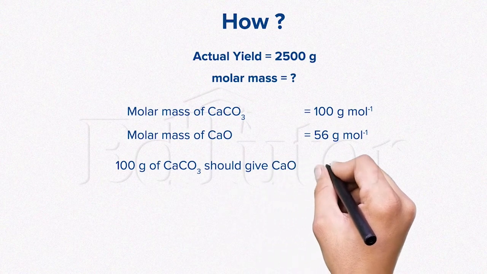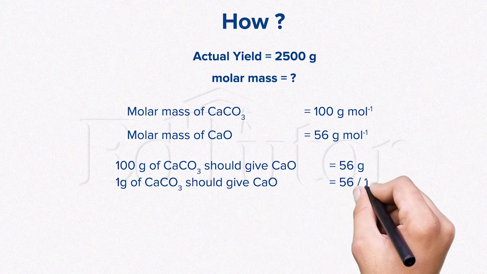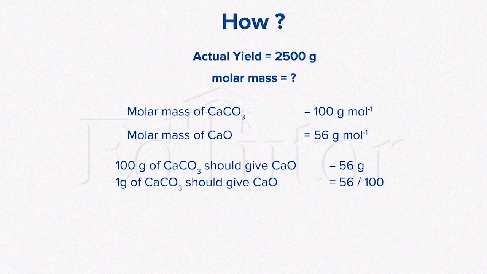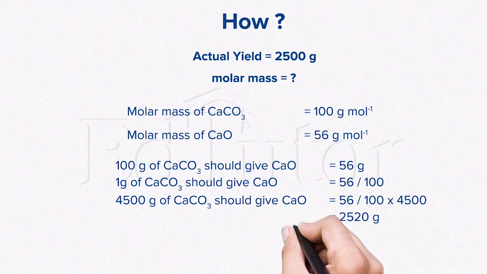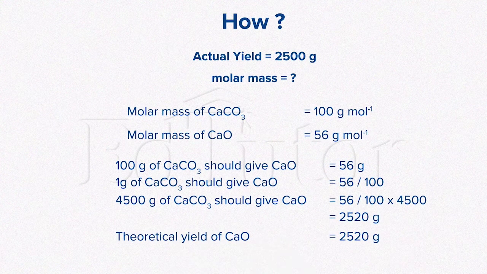So how much will 1 gram of calcium carbonate give? That will be 56 divided by 100 grams, right? However, we need to find out how much mass of calcium oxide will be produced from 4500 grams of calcium carbonate. Hence, it will be 56 divided by 100 multiplied by 4500. This gives us 2520 grams. So, 4500 grams of calcium carbonate gives us 2520 grams of calcium oxide. We got a theoretical yield of calcium oxide, which is 2520 grams.